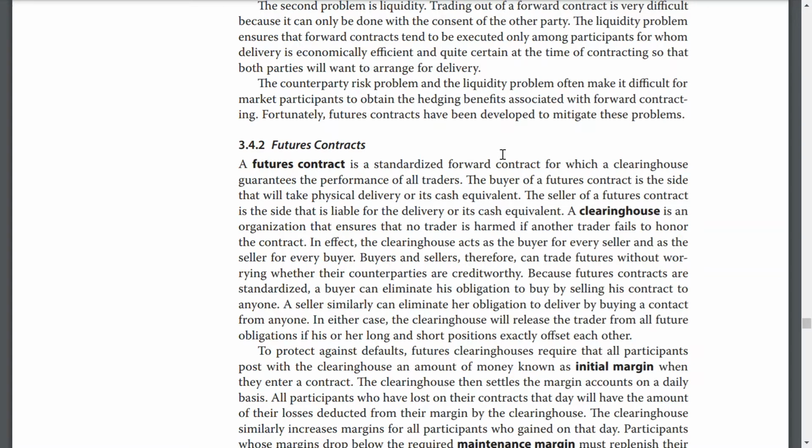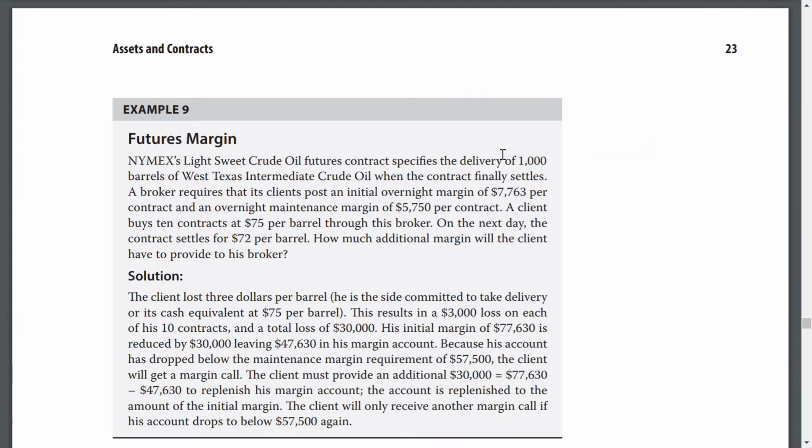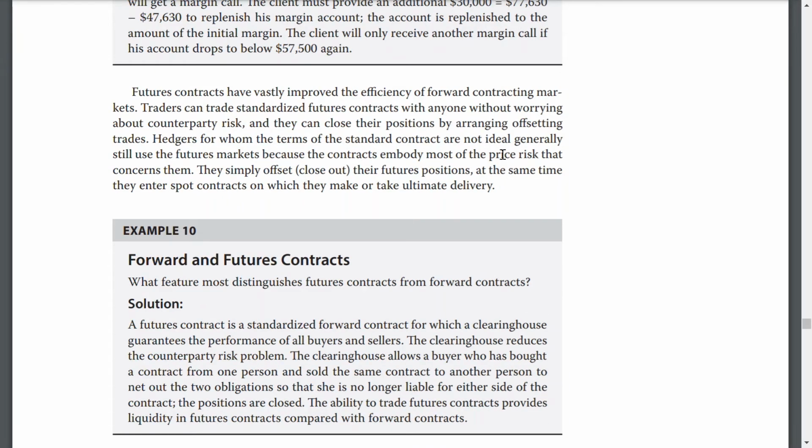Because futures contracts are standardized, a buyer can eliminate his obligation to buy by selling his contracts to anyone. A seller similarly can eliminate her obligation to deliver by buying a contract from anyone. Futures contracts have vastly improved the efficiency of futures contract markets. Traders can trade standardized futures contracts with anyone without worrying about counterparty risk.